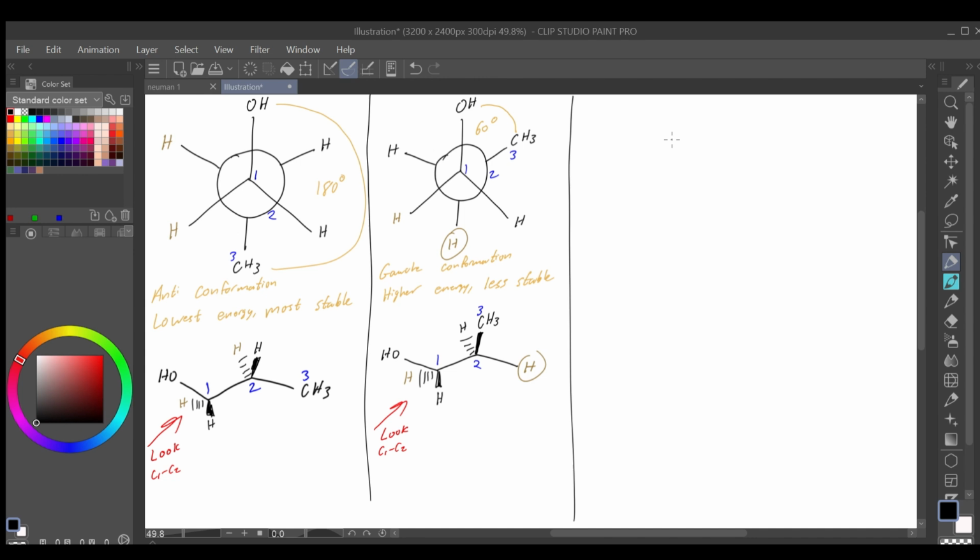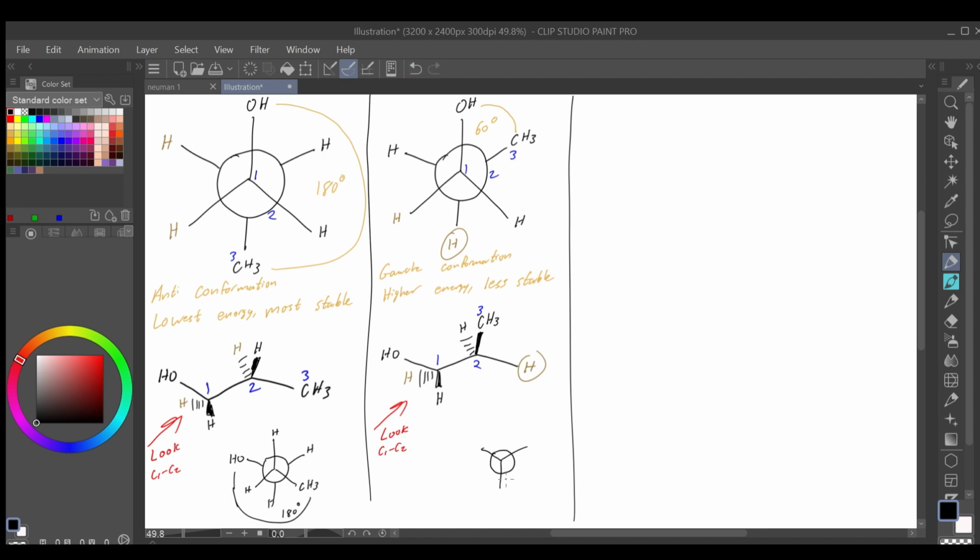Now before I get to the least stable one, I just want to quickly show that this is not the only way you can draw the anti and the ghost conformation. I just draw the small guy down here to show you an example. As long as your two large groups are 180 degrees apart from each other, it is the anti conformation. Does not matter how you rotate the bond, as long as the two large groups are 180 degrees apart, that's the anti conformation. You can rotate the bond however you want. Same idea for the ghost, you can rotate the bond however you want.